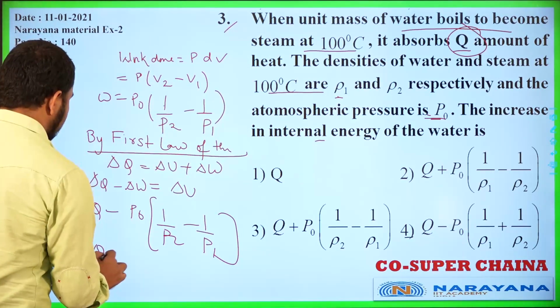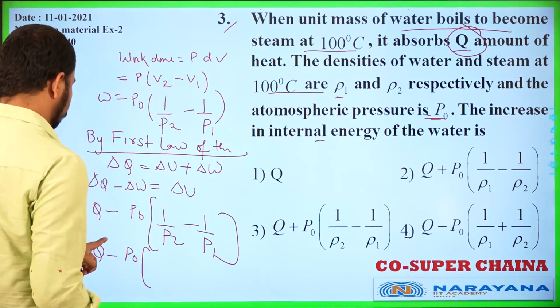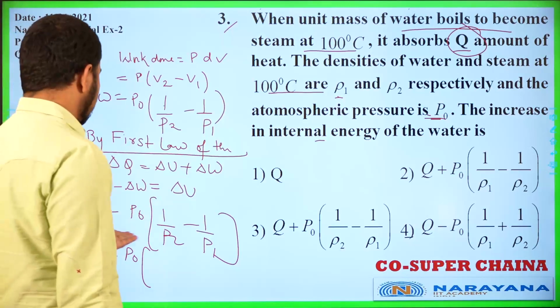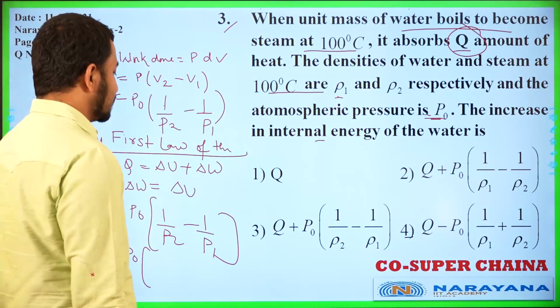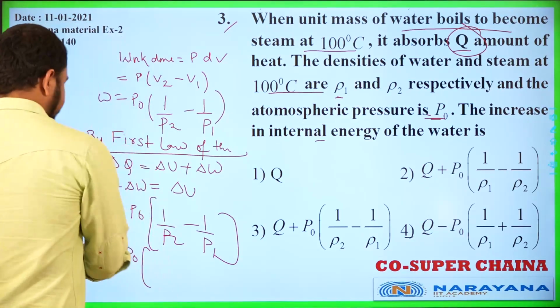So we can rearrange this, or we can keep it as it is only. So if we keep it as it is, what is the answer coming? Q minus P naught (1 by ρ2 minus 1 by ρ1). So this is the answer.